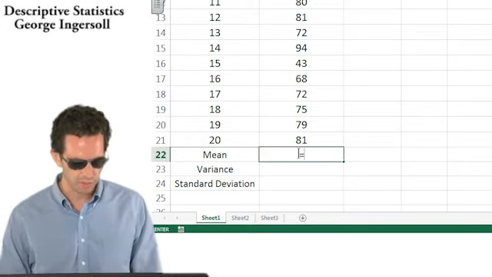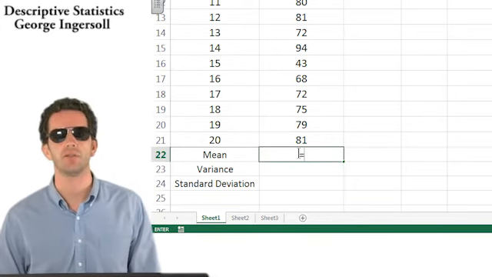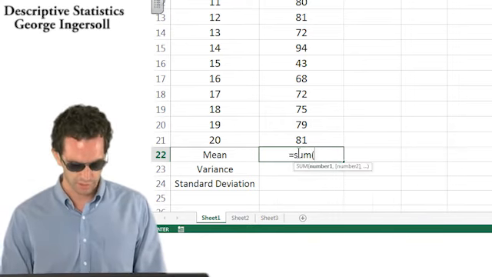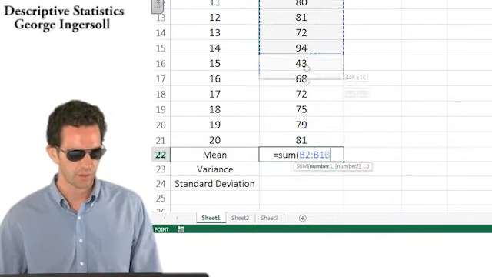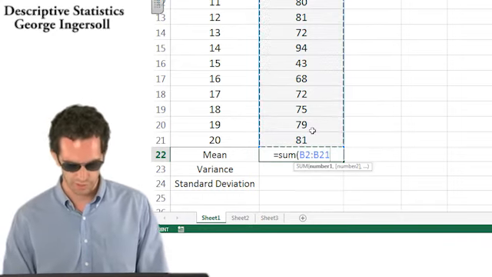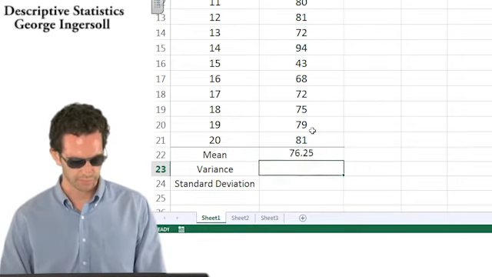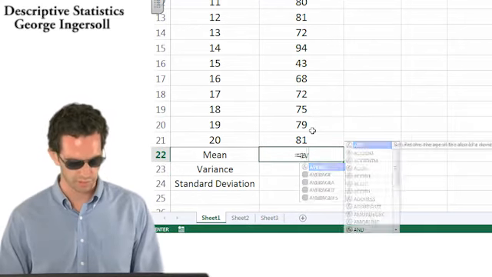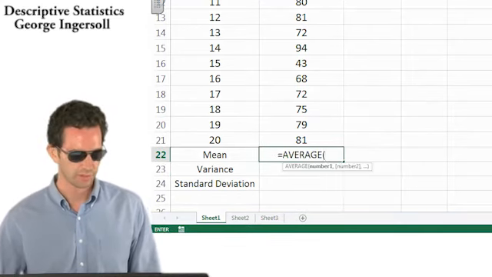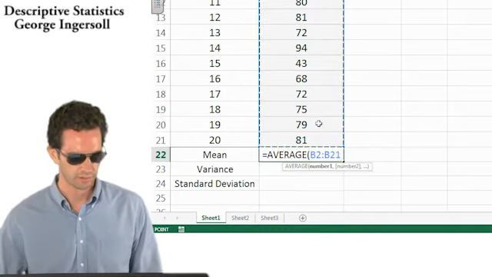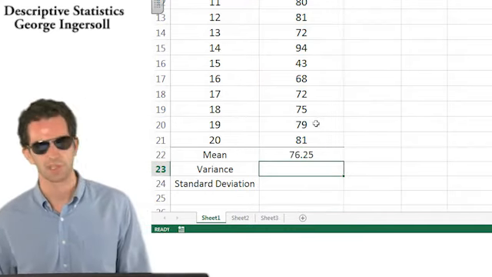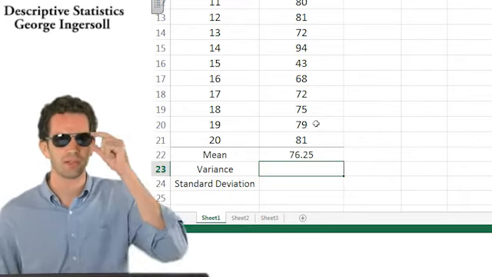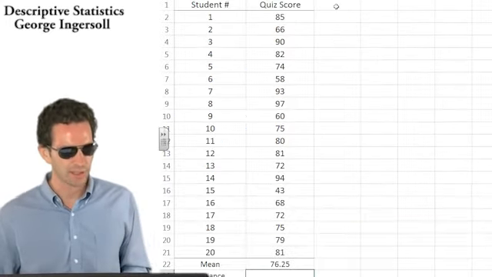So the first thing we need to do is calculate the average of these quiz scores. And you all know we can get that by adding up all these scores, there are 20 of them, and then dividing by 20. The other thing you can do in Excel is just say equals average. Same exact thing. We'll do it both ways, just so you all can see how useful Excel is. But now let's look at variance.